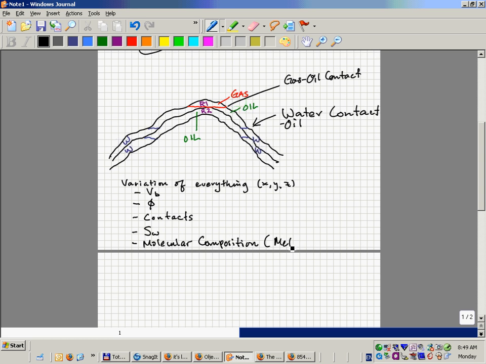Methane. You might have some nasty stuff, hydrogen sulfide, etc. All these different components.